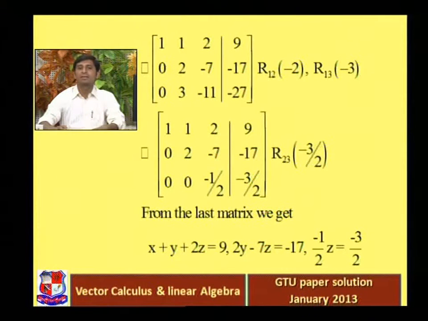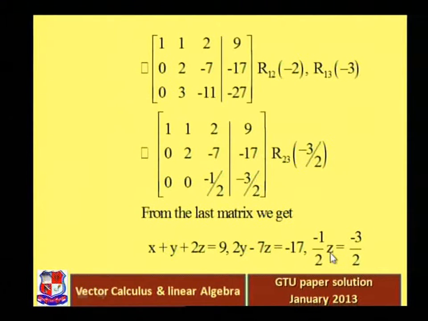So now we can easily solve these equations from this row echelon form augmented matrix. x plus y plus 2z is equal to 9, 2y minus 7z is equal to minus 17, and then minus 1 by 2 into z is equal to minus 3 by 2. So z is equal to 3. From this third equation you will get z is equal to 3.